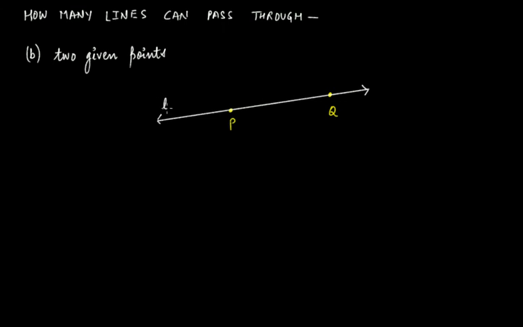Let's say this is L1. So if you have point P and Q or any 2 points, there is only and only one line possible through 2 given points. It can't be 3, it can't be 4, or it cannot be countless. Just one and only one.